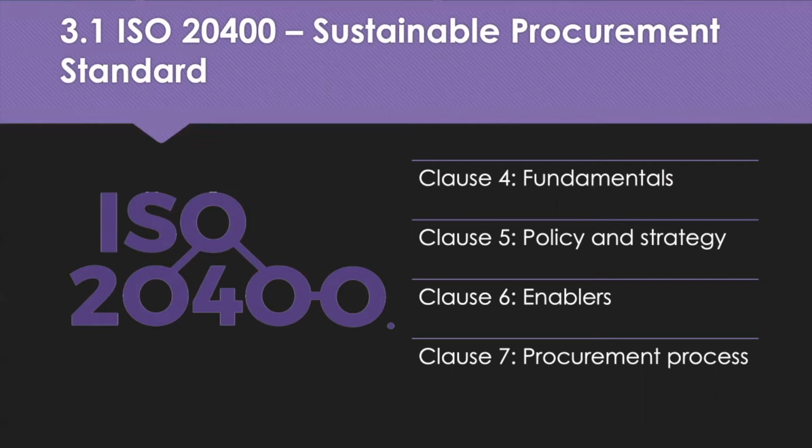Clause 6 are the enablers of the organisation of procurement function. So we'll look at governance and enabling people, identifying stakeholders, setting priorities, measuring performance. And the 7th clause is about the process, which is integrating sustainability into your procurement process, from planning, specs, selecting suppliers, managing the contract, and even through to the review.